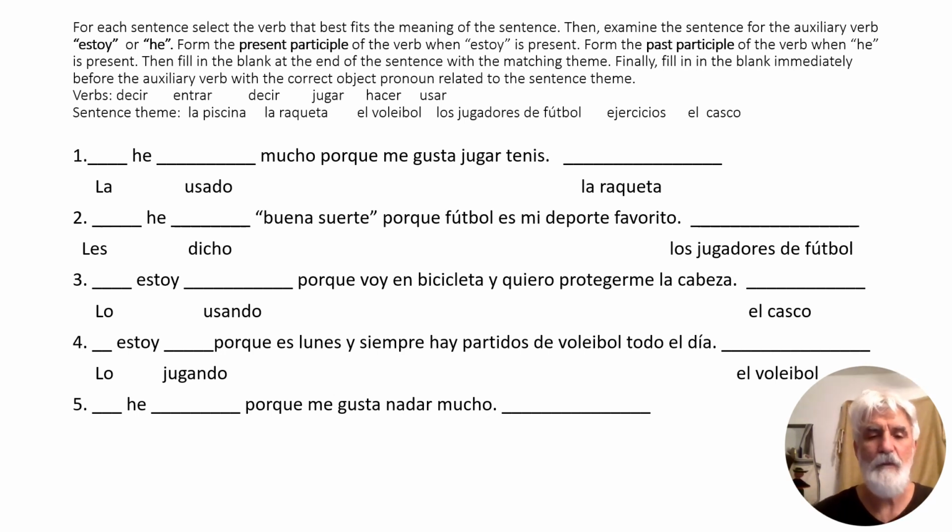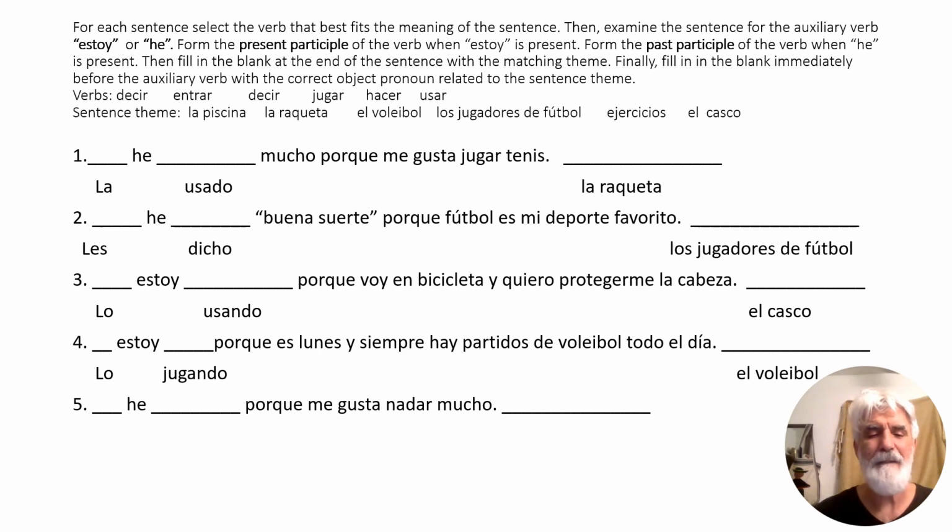So what might I do to a pool? Yeah, I might swim in it, but I also might have to enter the pool to swim in it. So here I would have he entrado. Okay, porque me gusta nadar mucho. Now I want to say I have entered it. What is the thing I have entered? What's the object? It's la piscina.